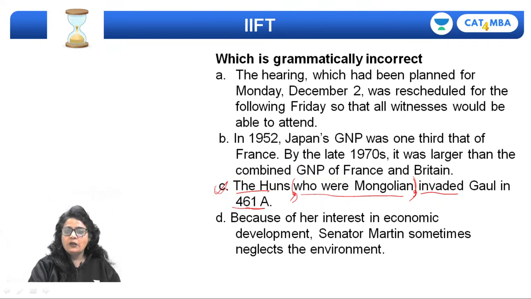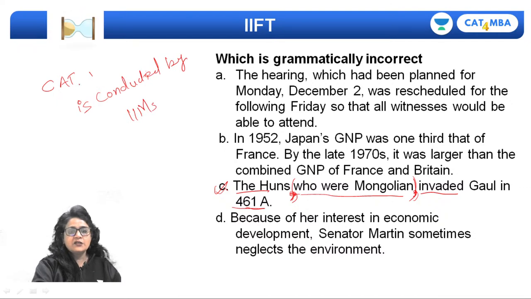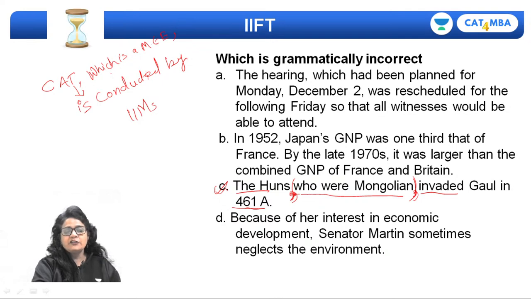The Huns invaded Gaul in 461 AD. Right? Now here, this is non-essential information which is always separated from the main sentence with a set of commas together. So when I say CAT is conducted by IIMs, right? If I give you extra information, which is a management entrance exam, the sentence is: CAT is conducted by IIMs, which is a management entrance exam.